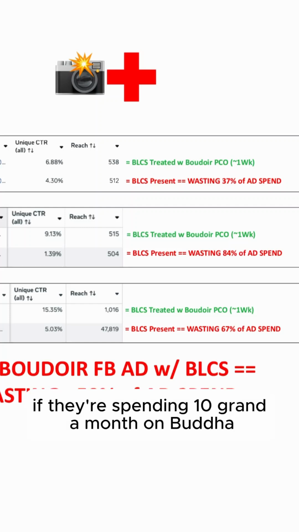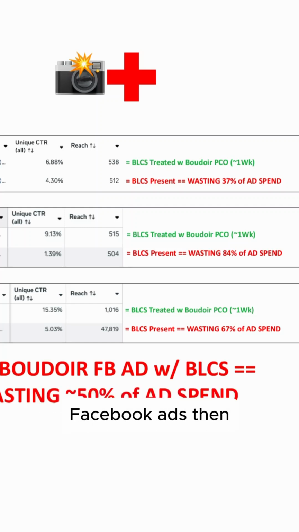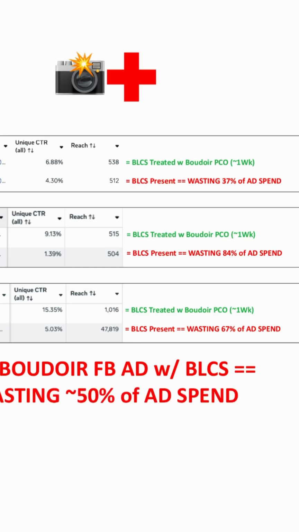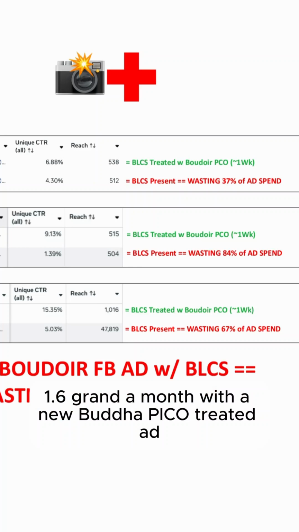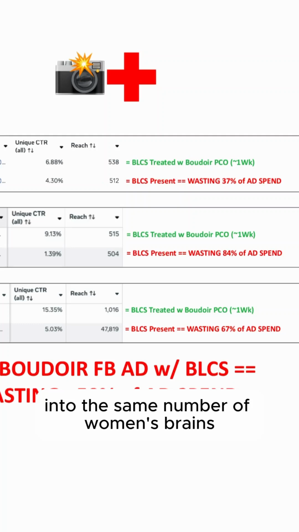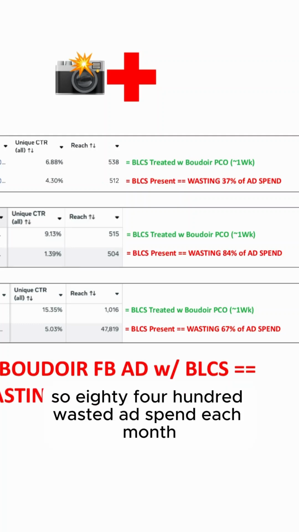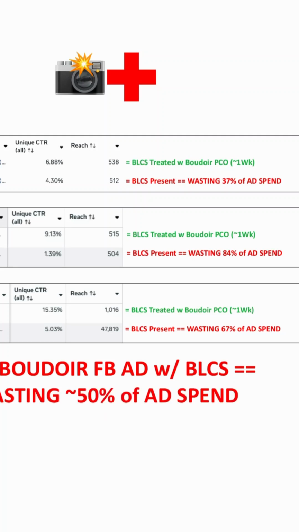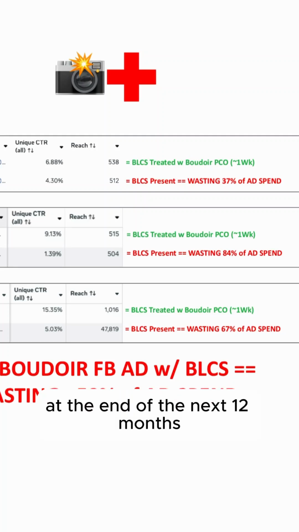So again, if they're spending 10 grand a month on Boudoir Facebook ads on the original, now they only need to spend 1.6 grand a month with a new Boudoir Pico treated ad and get their ads into the same number of women's brains, in both scenarios. So 8,400 of wasted ad spend each month is eliminated, back in their pocket. It's literally like a $100,000 bonus at the end of the next 12 months.